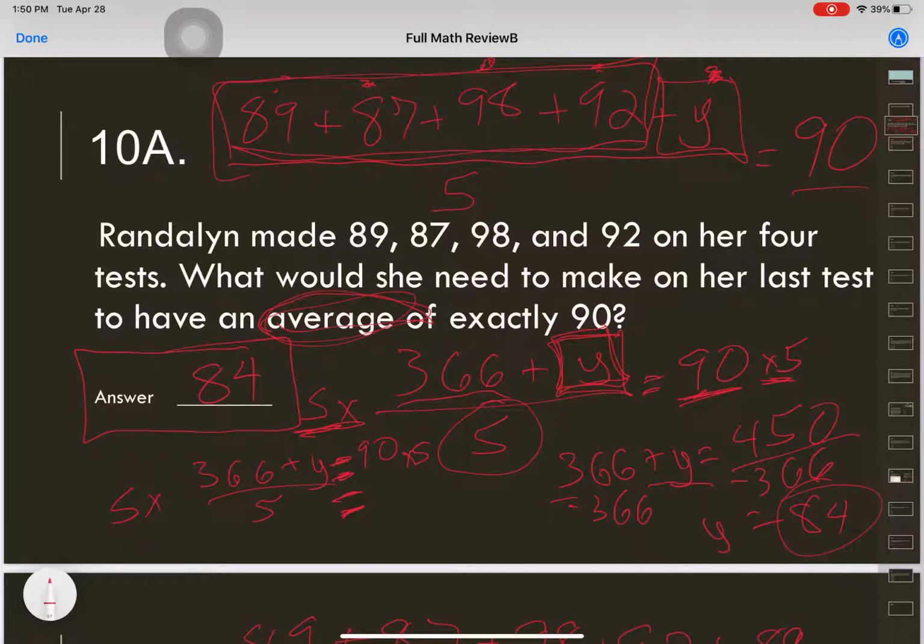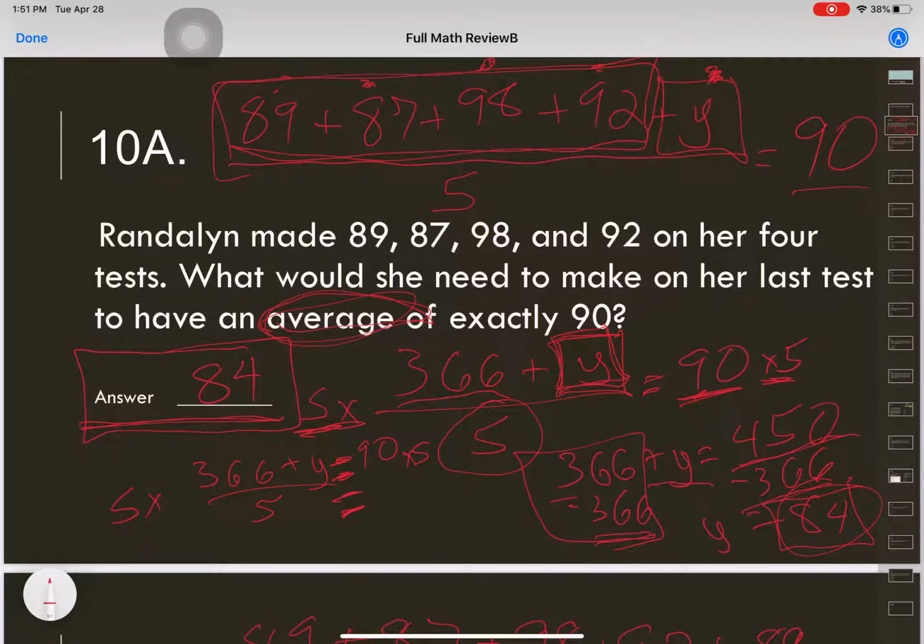Now you still have this 366 plus y. That's a positive 366. To get rid of it, you have to have a negative 366. So negative 366 on this side, negative 366 on that side. This gets rid of the 366 over here, and you'll say 450 minus the 366, and you get 84 as an answer. So that's your answer, 84.